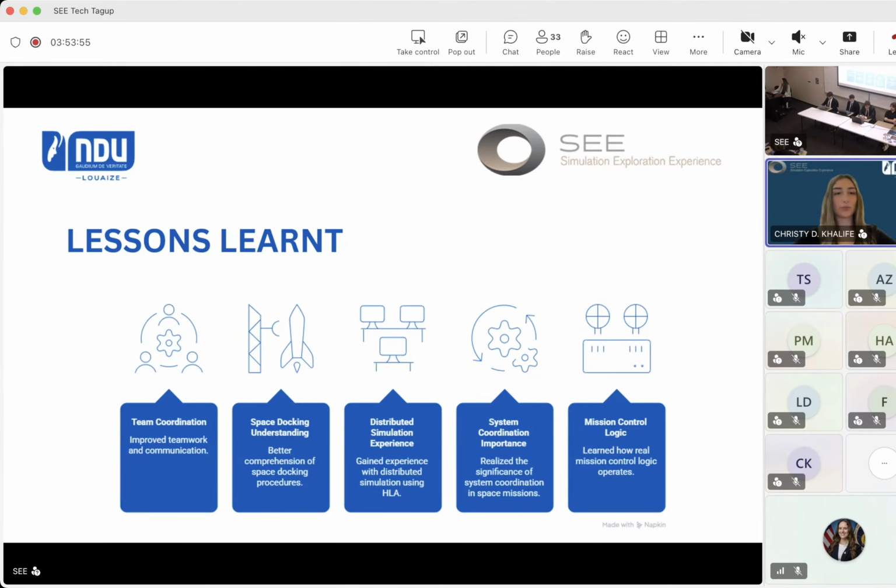Okay, so this slide shows the main lessons we learned from this project. First, we learned that docking is not only about two spacecraft connecting. It needs good timing, clear signals, and strong coordination between the systems. The chaser, the target, and mission control all have to work together. They need to share the right information at the right time.